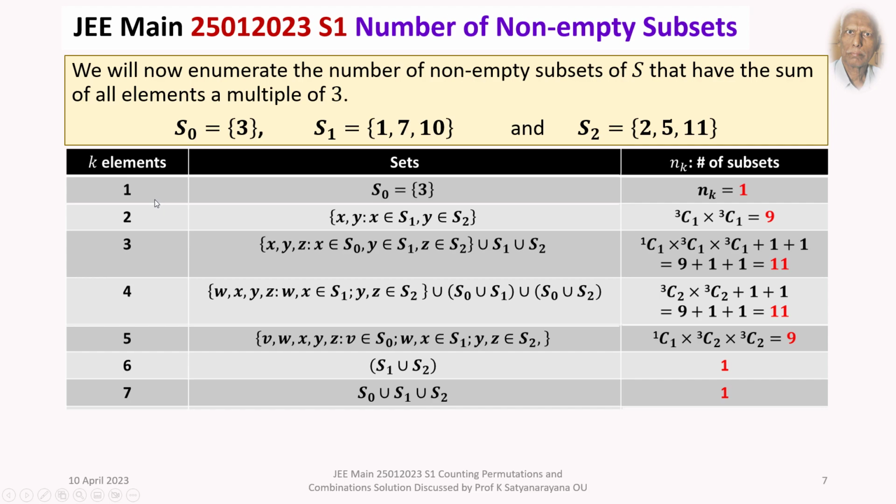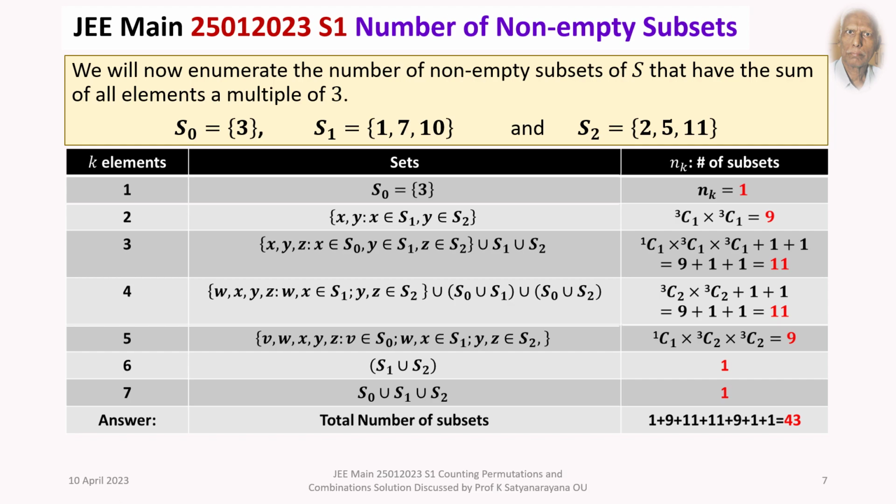So, the whole set S has 7 elements, and you can have subsets with 1 element, 2 elements, 3 elements, 4, 5, 6, 7. These are the only ones. And the number of subsets we have already counted here. The answer is the total number of subsets. You have to add all of them. Add 1 plus 9 plus 11 plus 11 plus 9 plus 1 plus 1. When added, you will get 43. The number of non-empty subsets of S that have the sum of all its elements a multiple of 3 is 43.